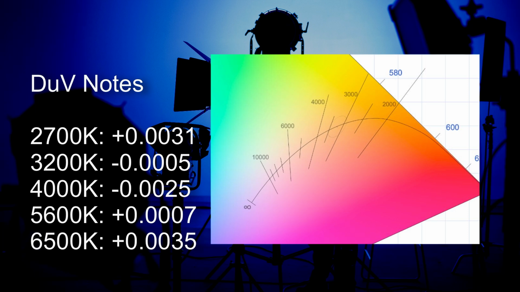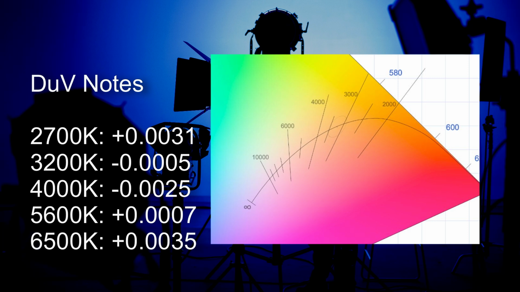At 2,700 Kelvin, the light comes in with a plus 0.0031. That means the light is green at this point, somewhere between a 1/8 and a 1/4 correction gel. Now this is actually a good thing because bicolor lights track linear, which is why at 3,200 Kelvin, the light comes in with a very respectable delta UV of minus 0.0005, which is almost perfect.